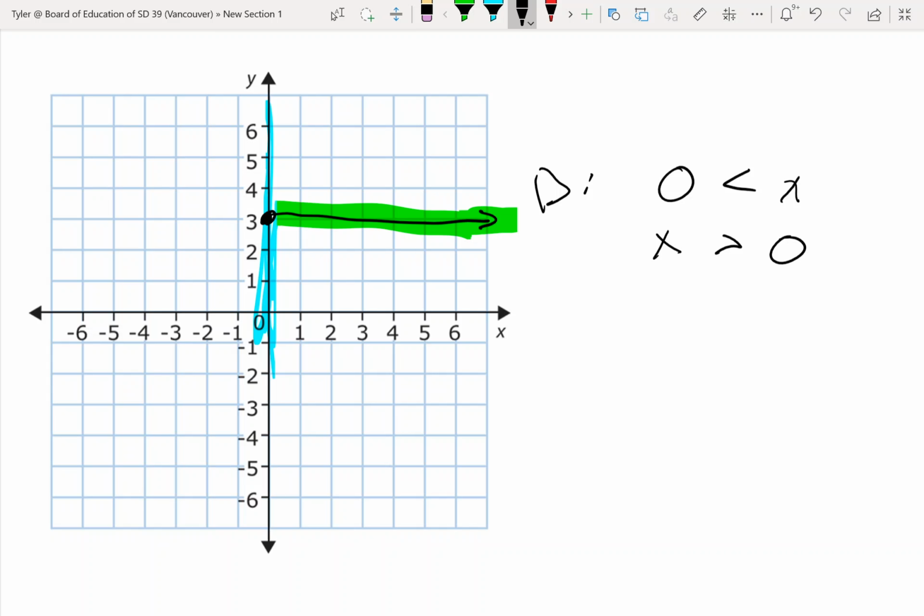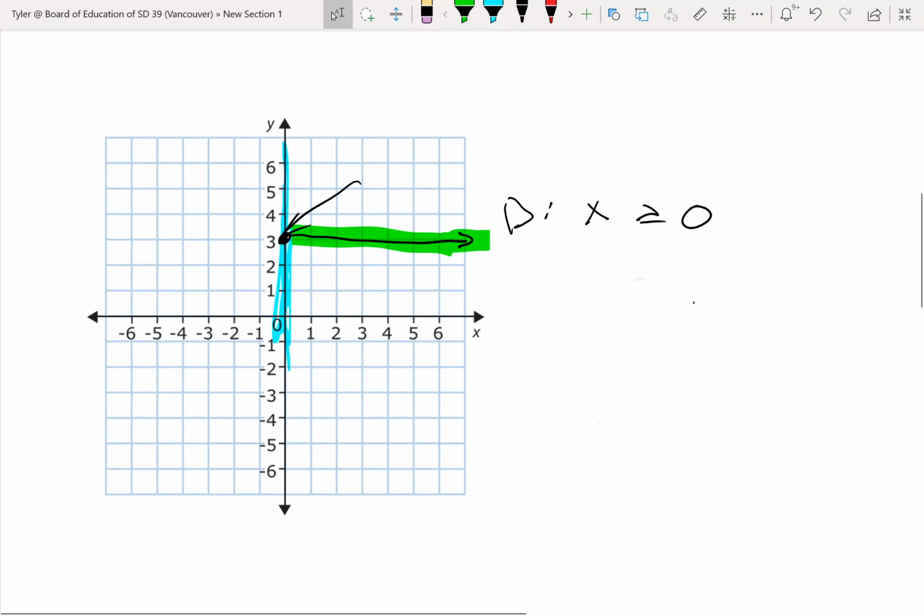I also need to think, could x equal 0? Is that possible? When I look at my graph, right there, it could. So the way that we say greater than or equal to is like this. These two things mean the same thing. 0 is smaller than or equal to x, but really the nicer way is to put the x first. x is greater than or equal to 0. That is my domain.